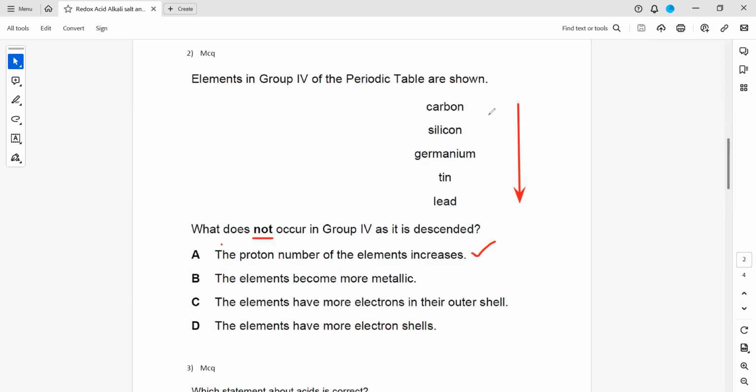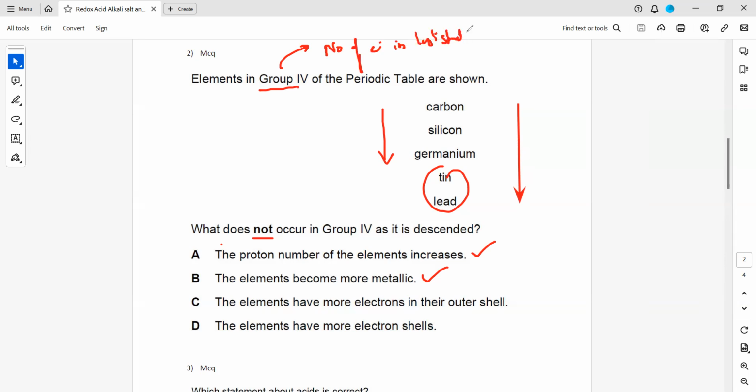The elements become more metallic. That's also true, because you can see tin and lead are metals, and at the top we have non-metals, with a metalloid in between. The elements have more electrons in their outer shell. Because they belong to a group, what is the characteristic of a group? The group represents the number of electrons in the last shell.